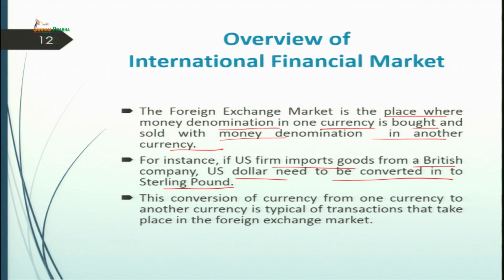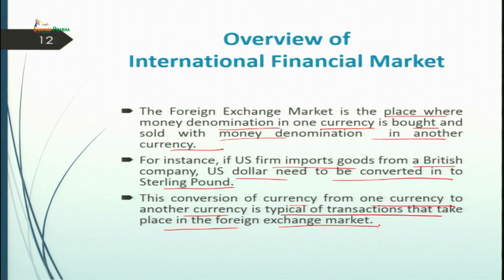And if the situation is reversed, and America is sending some commodity to us, then they will ask us to convert the Indian currency into US dollars, and only then will the transaction be completed. So this is where the foreign exchange market comes in. This conversion of currency from one currency to another is a typical transaction that takes place in the foreign exchange market.